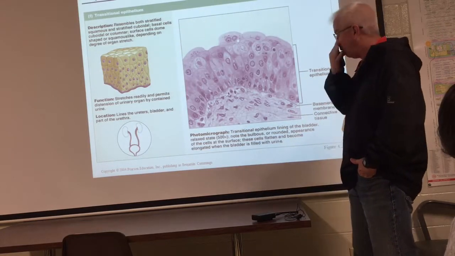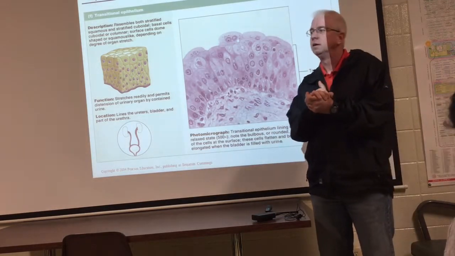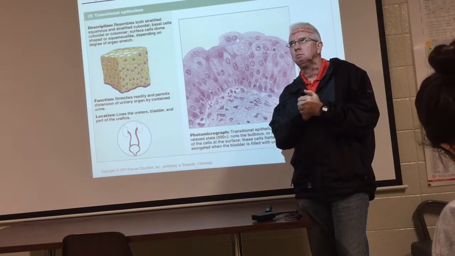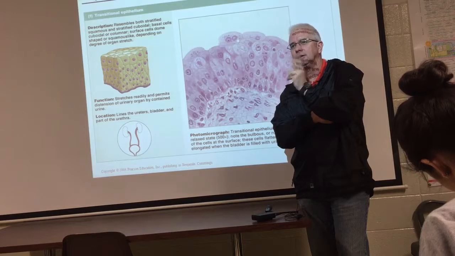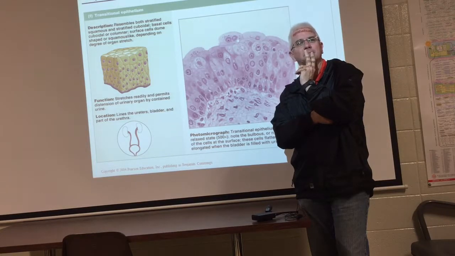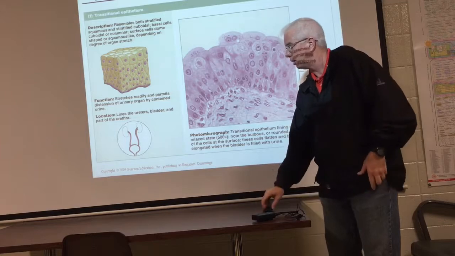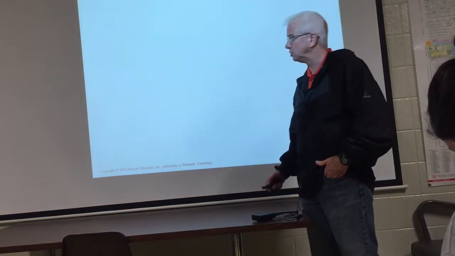Now, at this point, this is what you want to know: why didn't you talk about stratified cuboidal and stratified columnar? And the answer is, they're very rare. I'm not going to waste any time with them. So we're moving now toward the end of our epithelial discussion. The next picture is connective tissue.